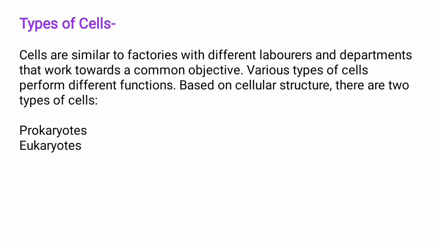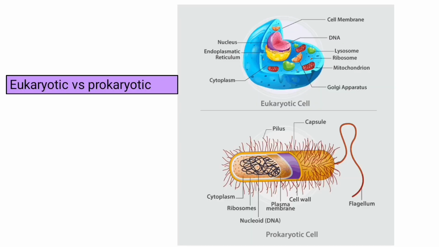Types of cells. Cells are similar to factories with different labors and departments that work toward a common objective. Various types of cells perform different functions based on cellular structure. There are two types of cells, prokaryotes and eukaryotes. These are the structures of eukaryotes and prokaryotes.